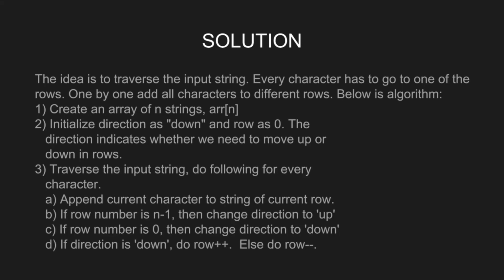Third, traverse the input string and do the following for every character. Append the current character to the string of current row. If row number is n-1, then change the direction to up. If row number is 0, then change direction to down. If the direction is down, do row plus plus, else do row minus minus. Finally, one by one print all the strings of array.